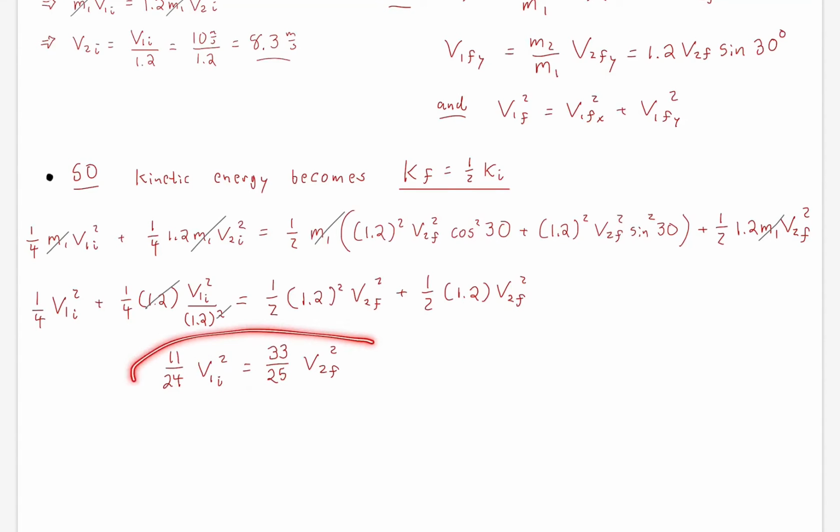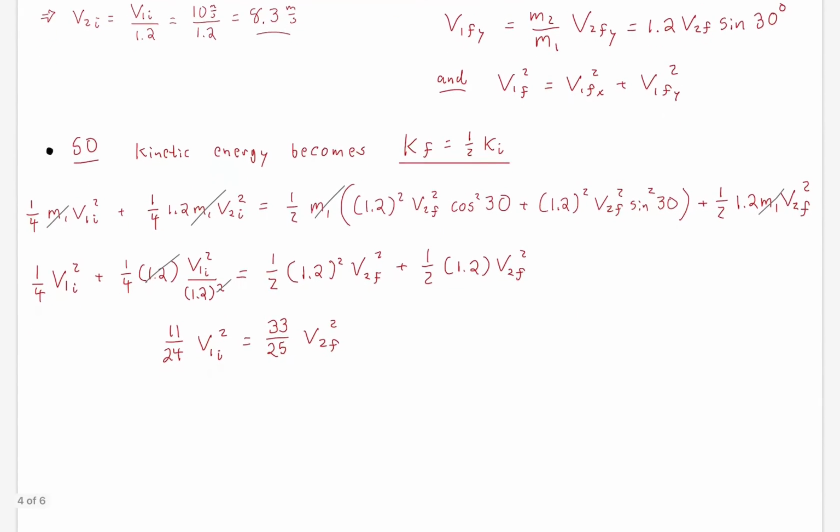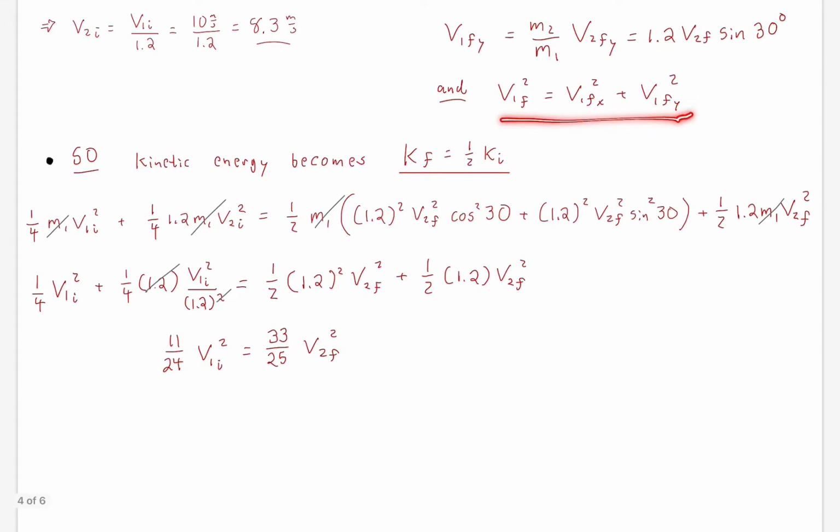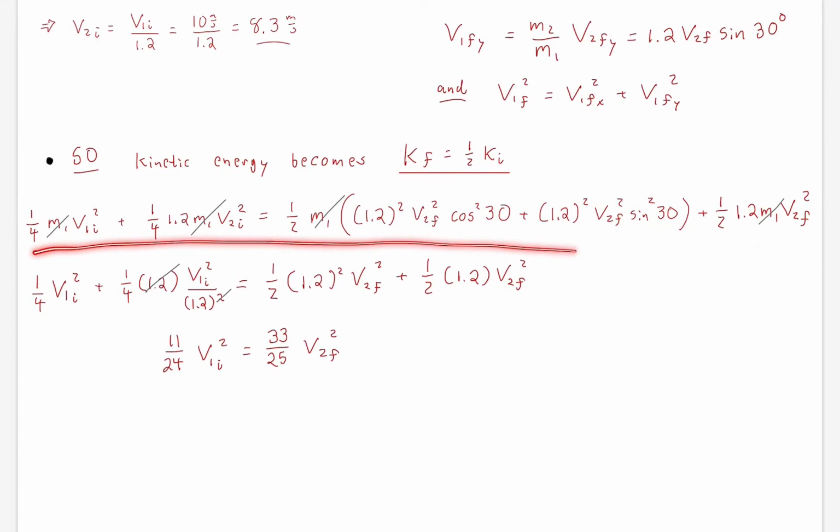All right, and look at this. This only has a single unknown. In fact, we only had a single unknown as soon as this step above. The whole purpose of writing this was to show that when we did the kinetic energy, we would have an expression with only a single unknown, which is just v2 final, because we know v1 initial and we know v2 initial for that matter. We know v2 initial is 8.3. So we can solve for one of our unknowns, v2 final.